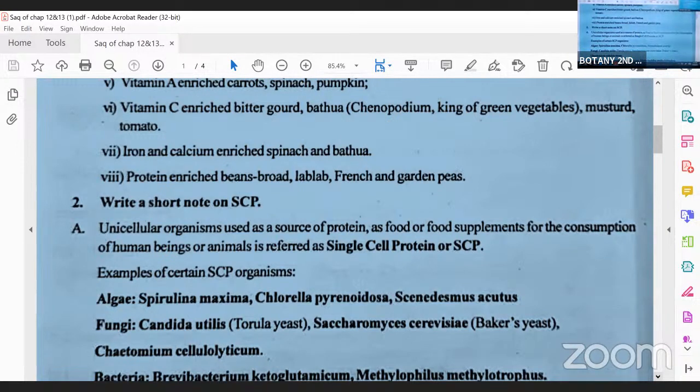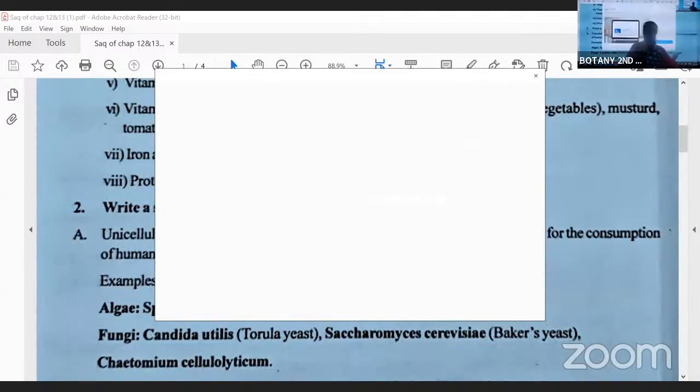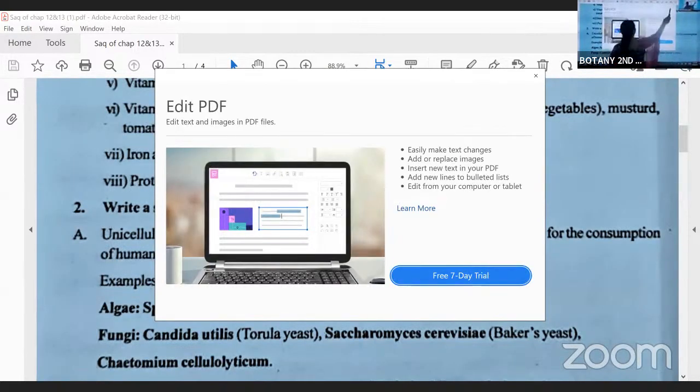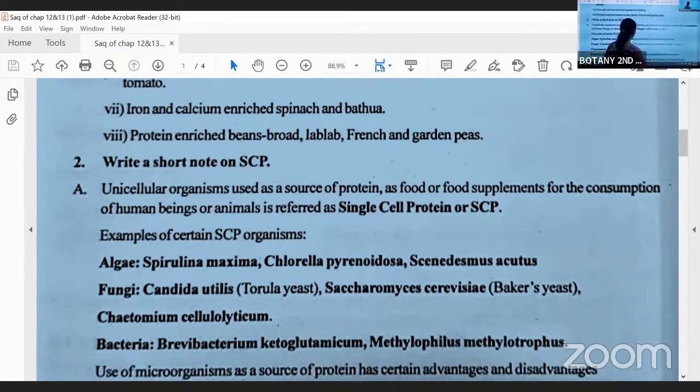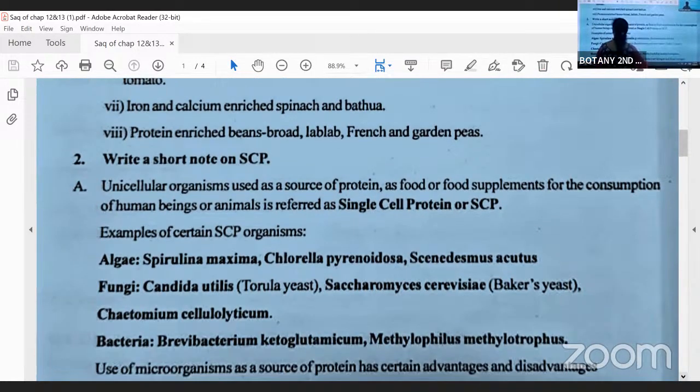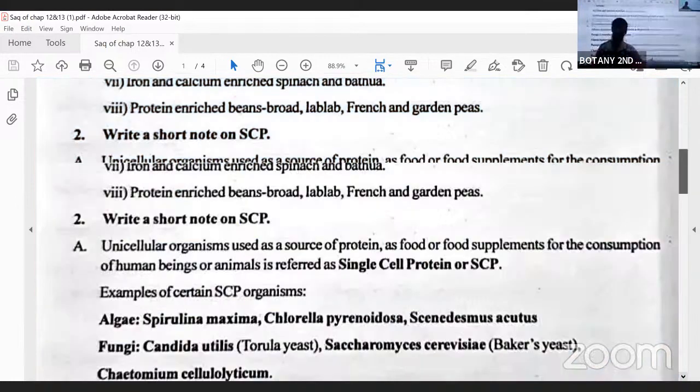How to change the slide? It's not coming. Here it comes. It's coming down. Over. Next slide. Next slide.